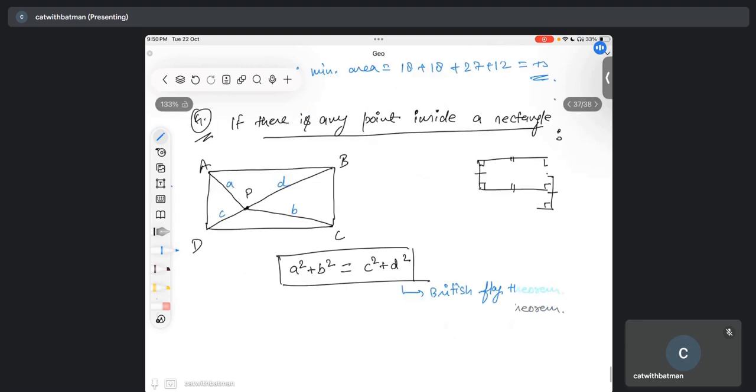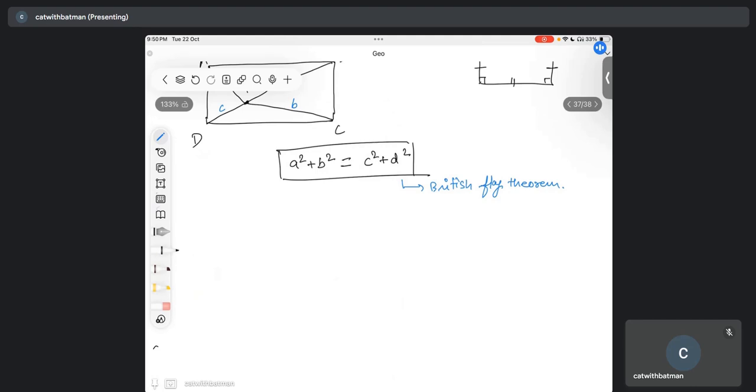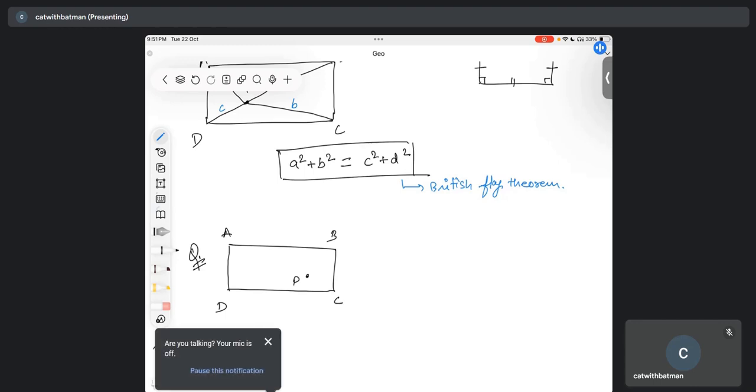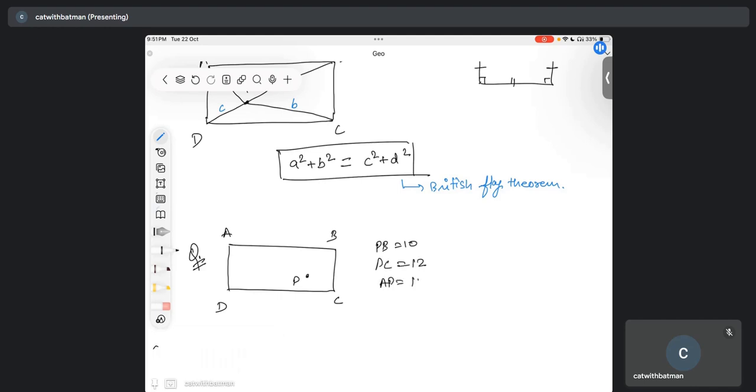Okay, so let's quickly give you a question and see if you can solve that. Let's say this is the rectangle that we have. This doesn't look like a rectangle. Yeah, this is A, B, C, D, and this is a point P over here. Now PB is given as 10, PC is given as 12, AP is given as 15. Then what will be PD? Come on, you have 30 seconds. Try to solve this.